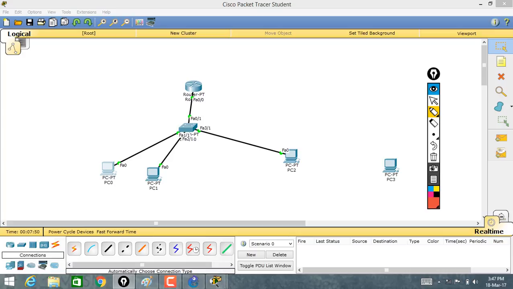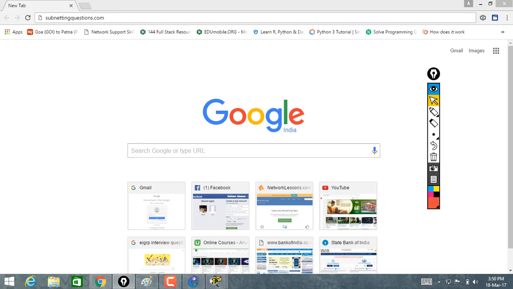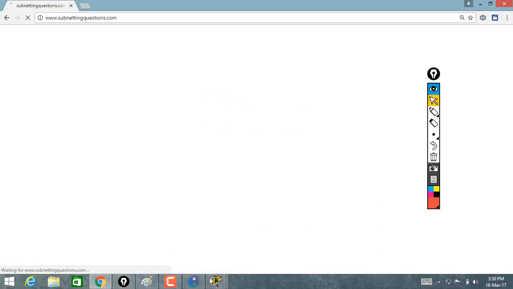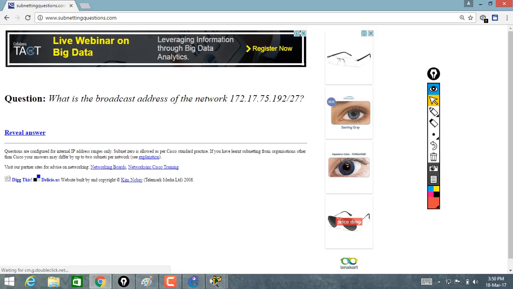Now let's do one thing. Let us go on the internet and try to solve some C class subnetting questions so that it becomes clearer. Let's go to subnettingquestions.com. So this question asks: what is the broadcast address? This is the IP address given, with /27. I'll tell you some tricks, and by using those tricks you can easily calculate the broadcast address of a network.